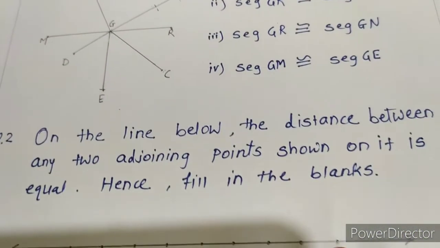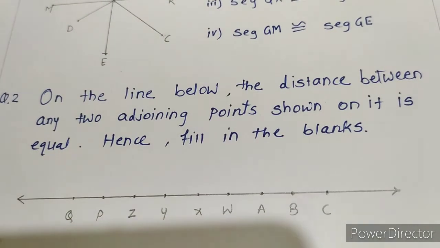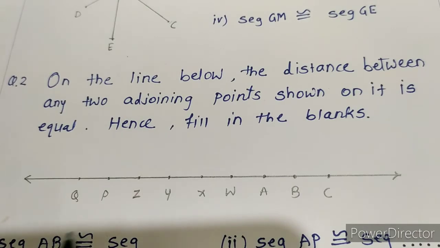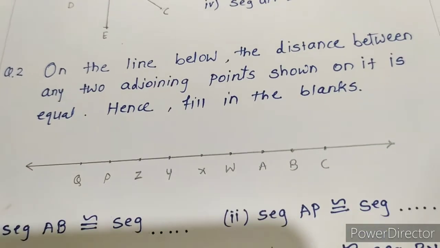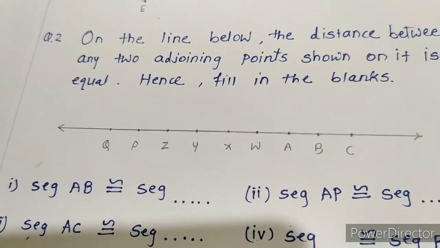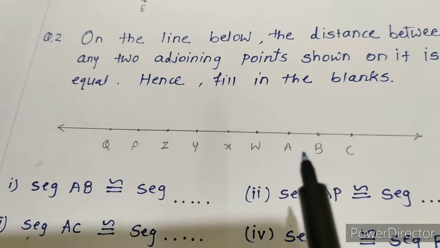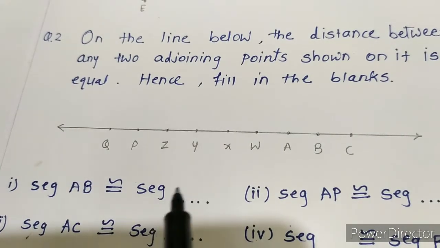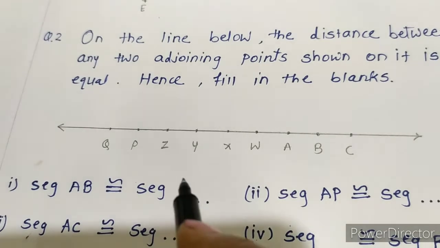Second question is, on the line below, the distance between any two adjoining points shown on it is equal. All points are at equal distance. Fill in the blanks. First is segment AB. Now find out where is segment AB. Here A and B, the distance between AB is 1 unit. So we will write another segment in which the distance is 1 unit. You can write any name. I am writing here WX.